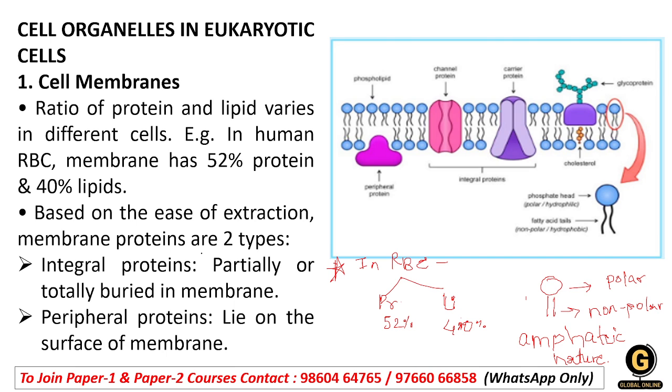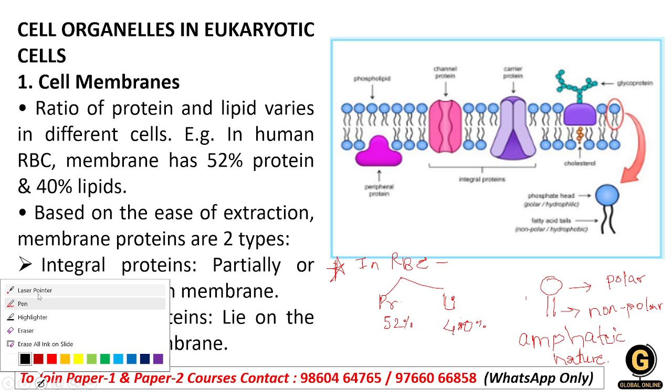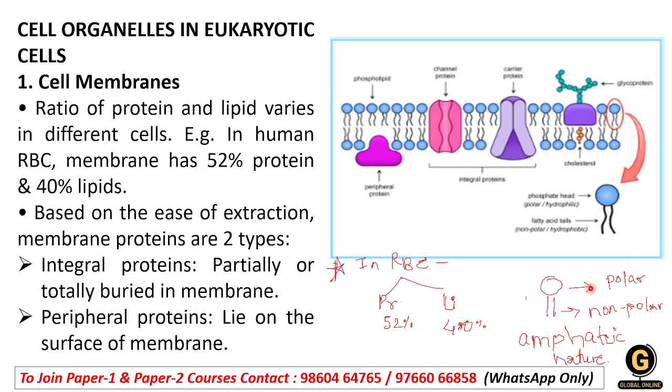Based on extraction, membrane proteins are of two types, that is intrinsic or integral protein and peripheral protein. Integral proteins are the proteins which are totally or partially buried in the membrane, whereas peripheral proteins lie on the surface of the membrane. If we see one phospholipid, the head is called polar and the tail is non-polar. Polar is hydrophilic, that is water loving, whereas non-polar is hydrophobic, so it is amphipathic in nature.